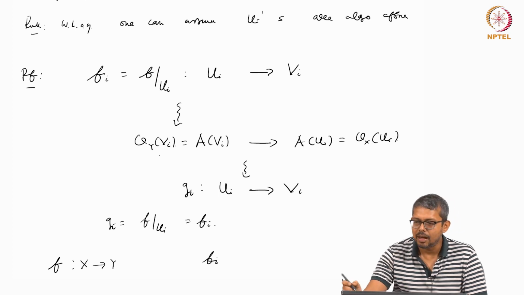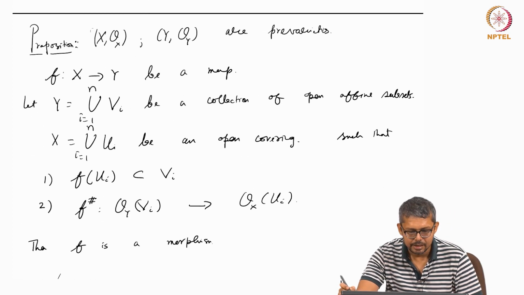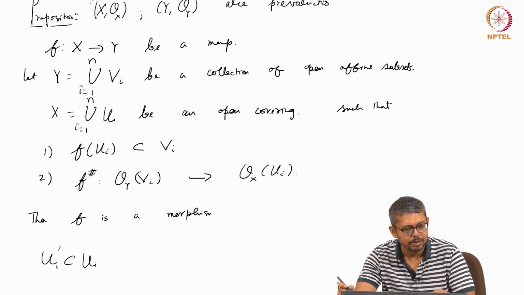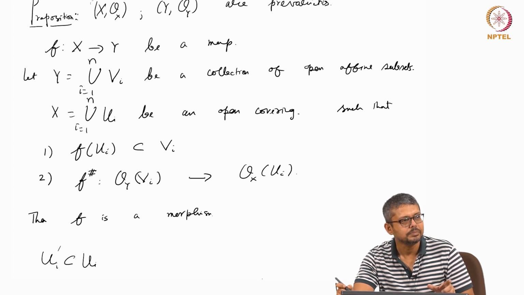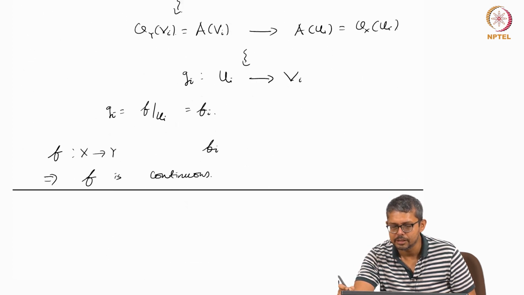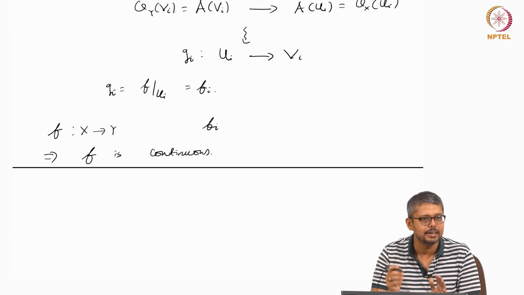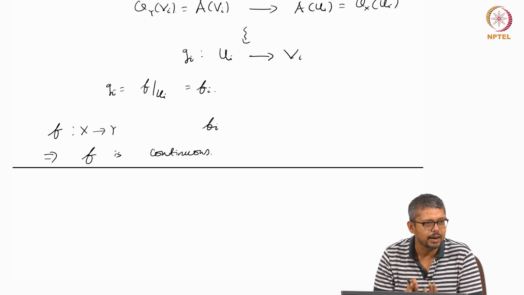Yes, this f hash is coming from f, right? I am using just the fact that the category of finitely generated k-algebras and the category of affine varieties are equivalent categories.